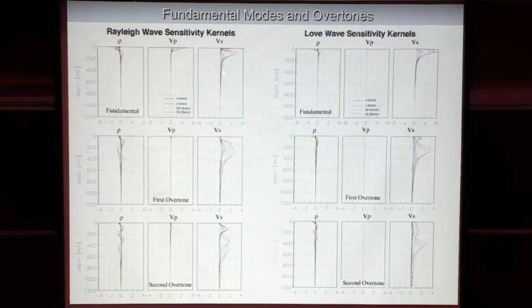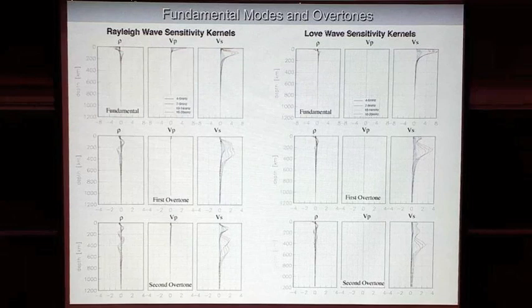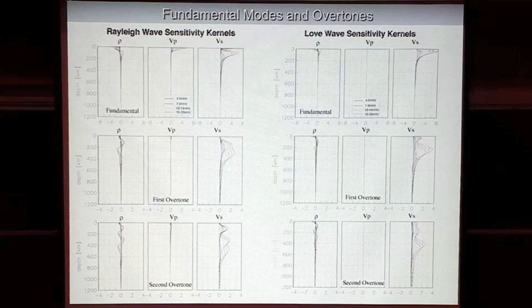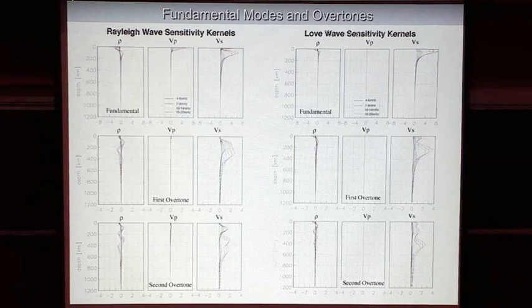for Love waves here. If you look at the first two overtone branches, so the first overtone already for Rayleigh waves, but also for Love waves, you increase the sensitivity to structure at depth significantly. So that's why seismologists, even though this is more difficult, it would be really nice to also analyze the overtones, because that gives you then enhanced resolution in a transition zone here with fundamental modes alone. This is very difficult to do.